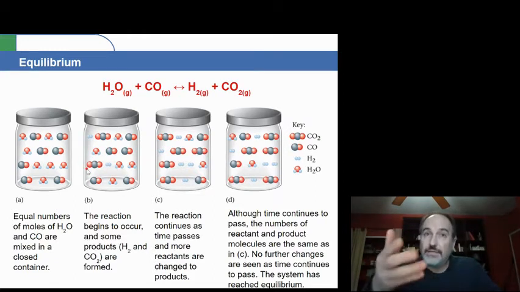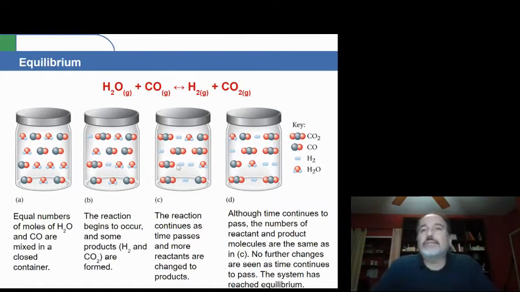Now, the reaction continues as time passes and more reactants are changed to products. But after a while, although time continues to pass, the numbers of reactant to product molecules are the same as they were back here. So the reaction appears to stop. No further changes are seen as time continues. The system has reached equilibrium.